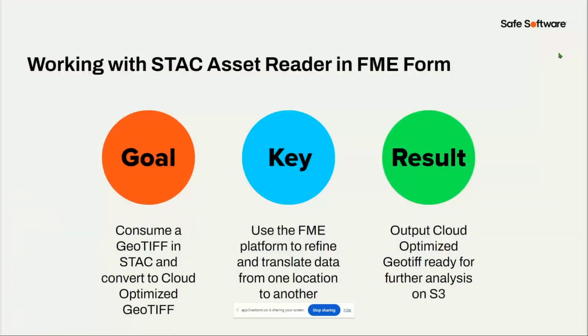So this brings us to our first demo. Here we're going to read a STAC, do some post-processing with raster transformers, and then publish to Amazon's S3 as a COG dataset.